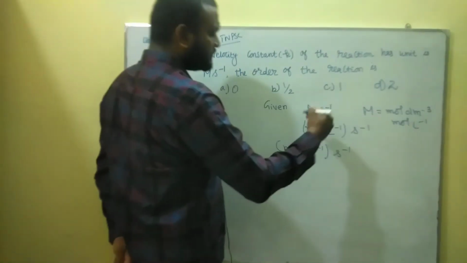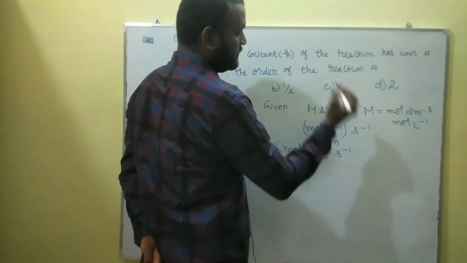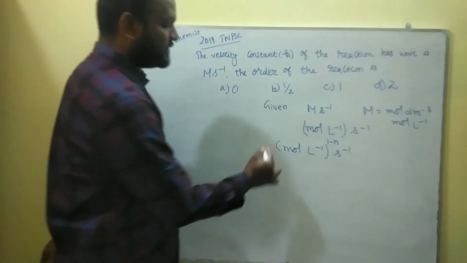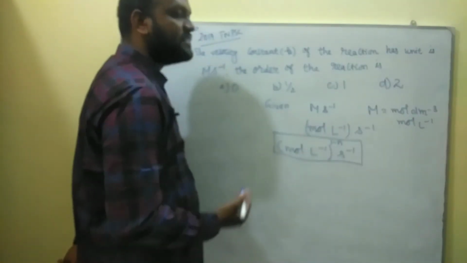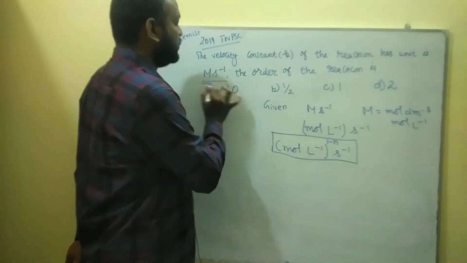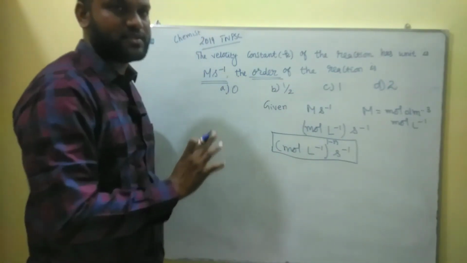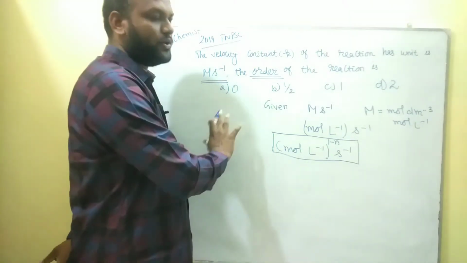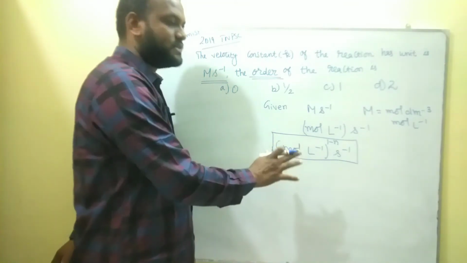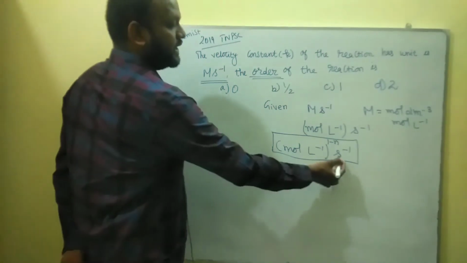So here we simply put 1 minus n. This is our general equation to find the order of the reaction based on the unit. Here the question is asked depending upon the unit, so the unit and the order of the reaction are related in this question. This is the link here: unit and order. So you have to find the unit. The unit's general equation is mole per liter power 1 minus n, second power minus 1.